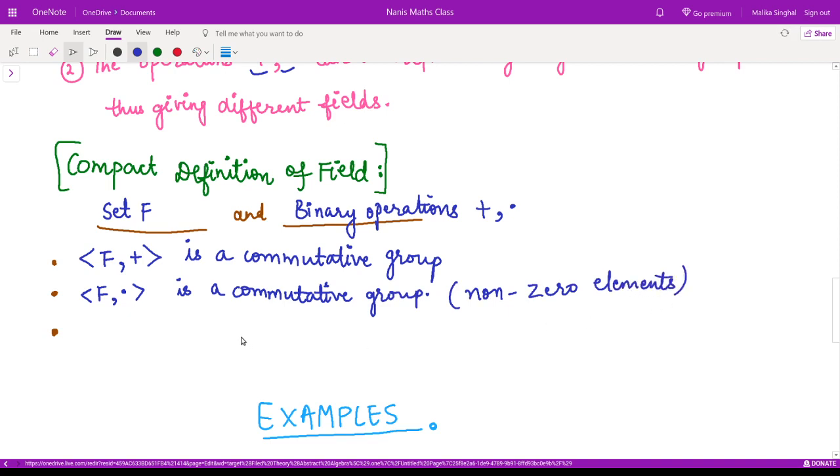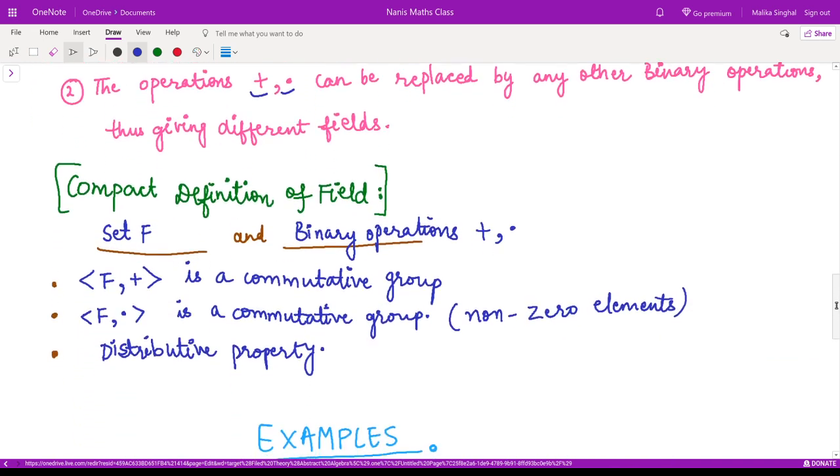And in addition, we have this distributive property joining these two operations. So this is the field, right? So I think the definition of a field is clear to you by now.